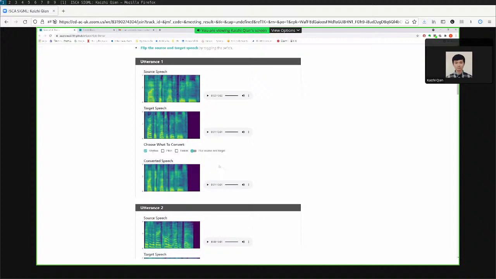Finally, if I check all three aspects, the converted speech will look and sound very similar to the target speech. Five thick slabs of blue cheese. So it is impressive that this is done without relying on any text transcription labels. Now let's go back to the slides.